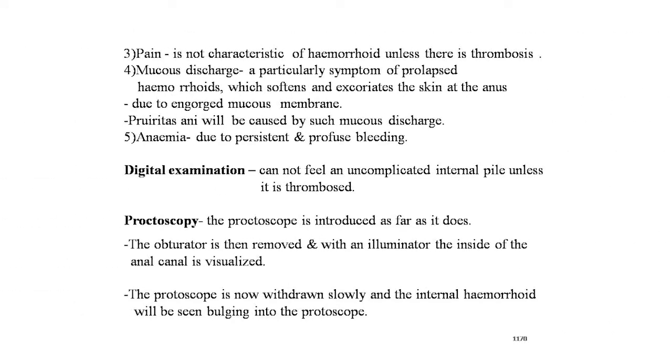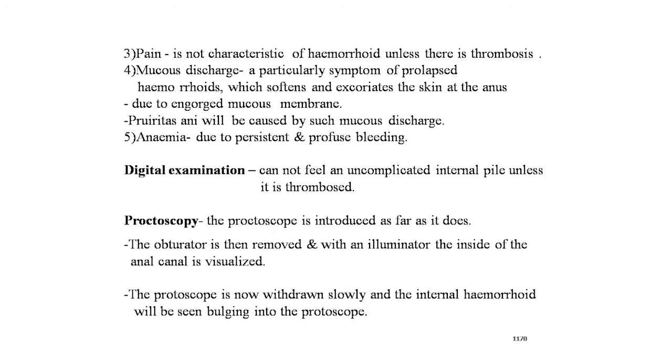Now the third clinical feature is the pain. It is not characteristic of hemorrhoids unless there is a thrombosis. The fourth clinical feature is the mucus discharge, a particular symptom of prolapse. Hemorrhoids soften and excoriate the skin at the anus due to the engorged mucous membrane. Pruritus ani will be caused by such mucus discharge.